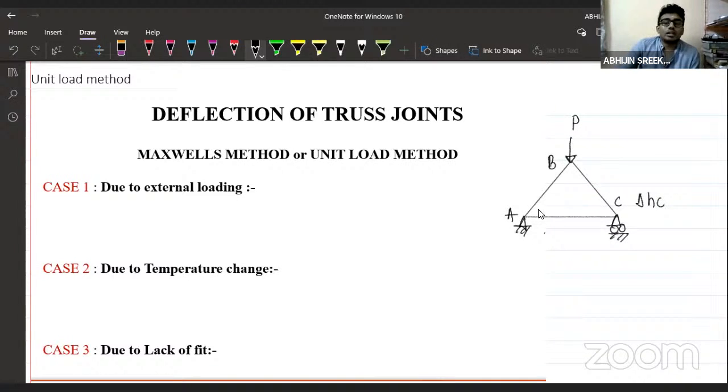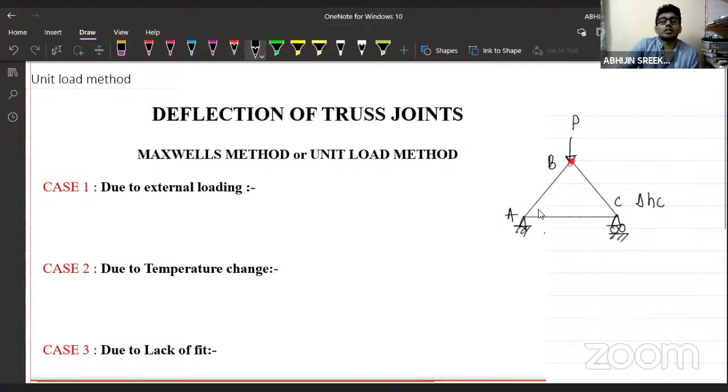How can we calculate this? Of course, can I use Castigliano's theorem here? No, I cannot use it. Why? Because if I use Castigliano's theorem, I will be getting the vertical displacement at the joint B, not the horizontal displacement of the joint C. I have to use the unit load method.